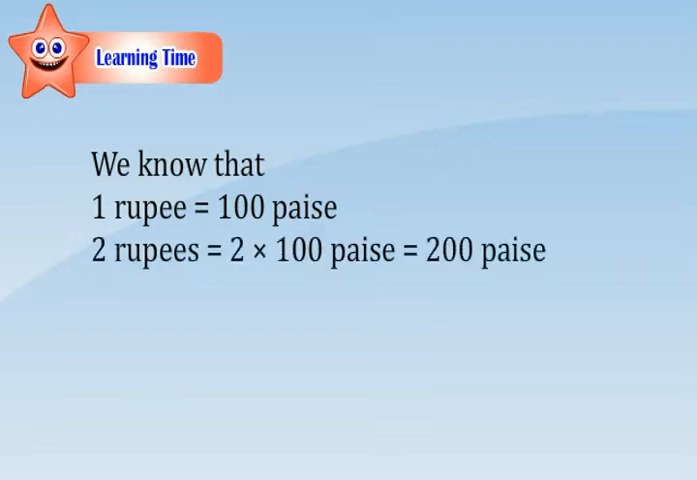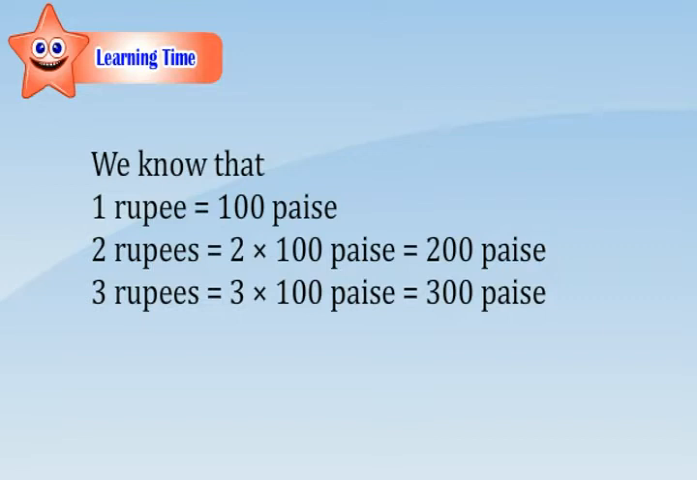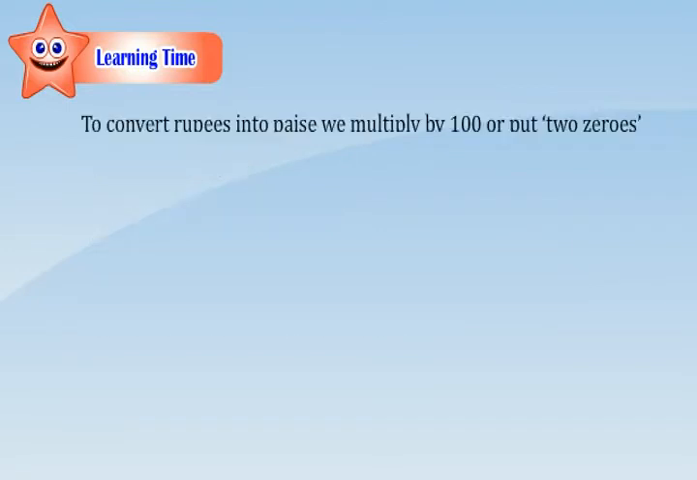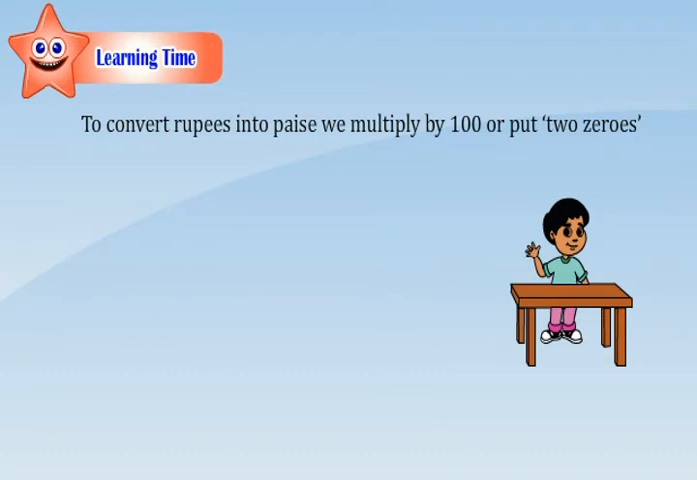We know that 1 rupee is equal to 100 paise. 2 rupees is equal to 2 into 100 paise, equal to 200 paise. 3 rupees is equal to 3 into 100 paise, equal to 300 paise. From the above examples, we find that to convert rupees into paise, we multiply by 100 or put 2 zeros after the amount in rupees.